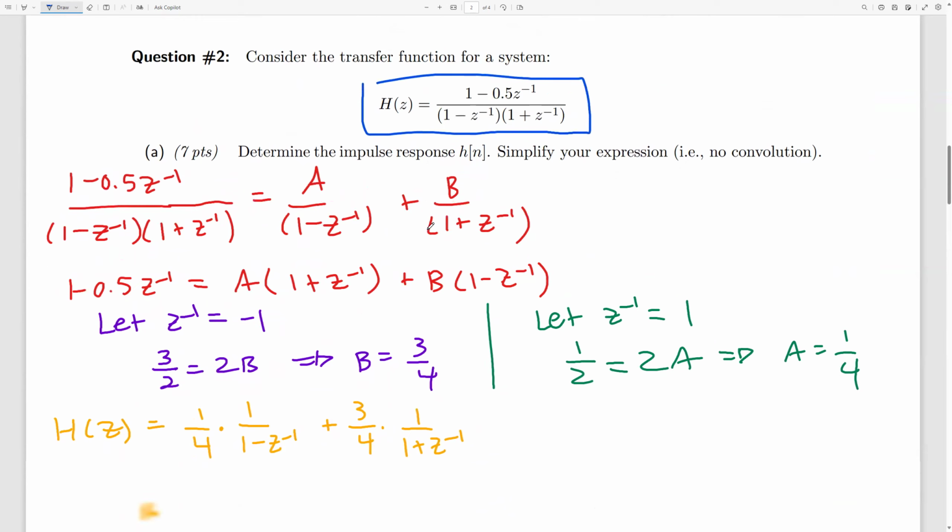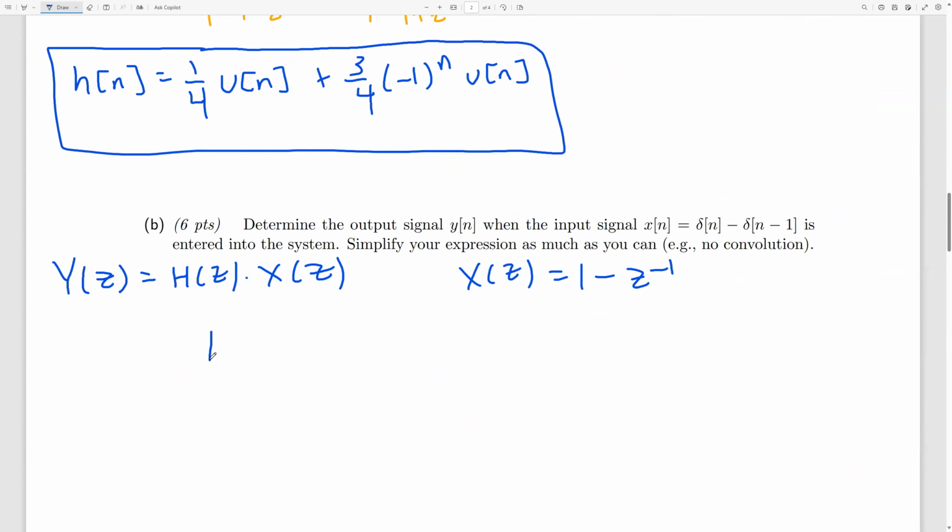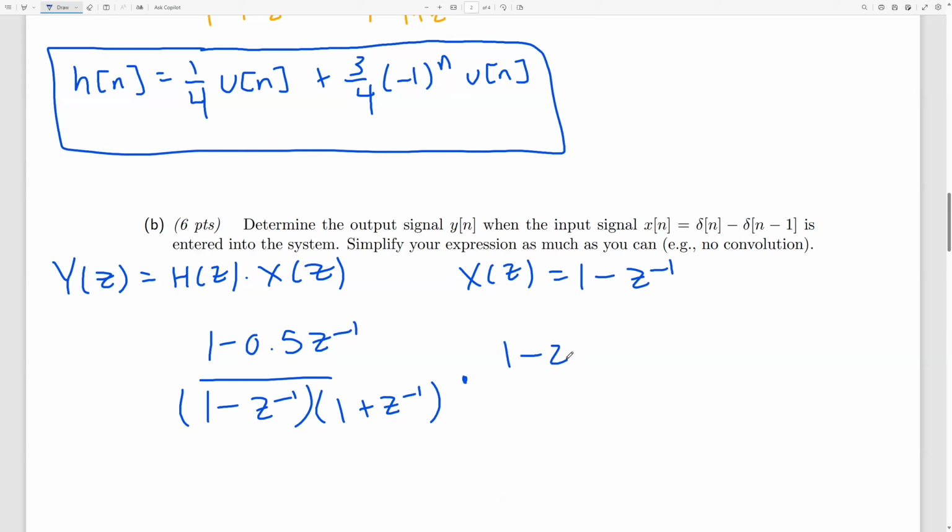H(z) was (1 - 0.5 z^-1) over (1 - z^-1)(1 + z^-1). Multiply this by X(z), 1 - z^-1, and you'll see the cancellation. This cancels. And at this time you have (1 - 0.5 z^-1) over (1 + z^-1).